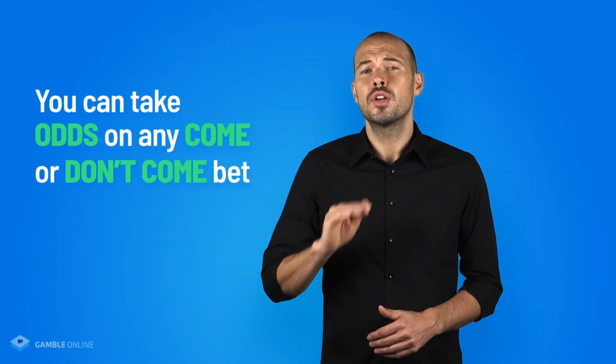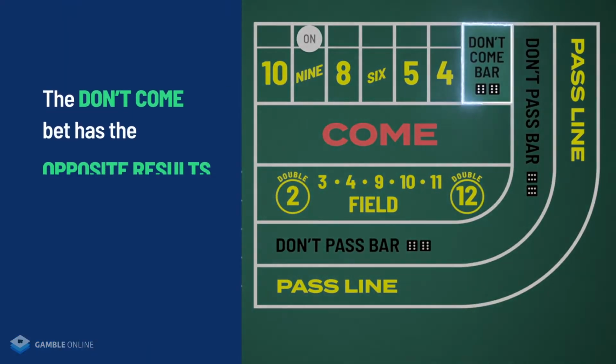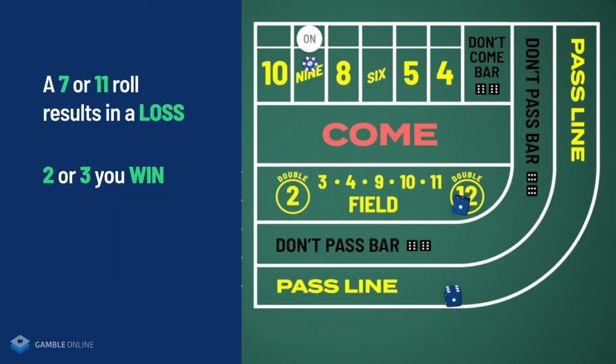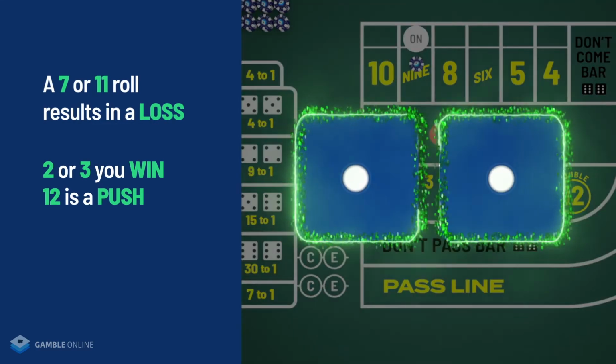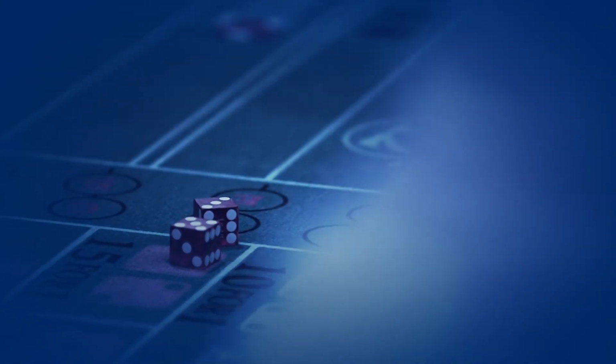Another note here is that you can also take odds on any come, don't come bet. The don't come bet, placed here on the table, has opposite results to what was explained for the come bet. If a 7 or 11 is rolled, you lose. If a 2 or 3 are rolled, you win. But if a 12 is rolled, it's a push.